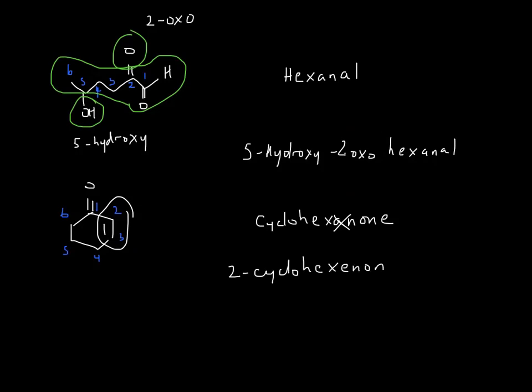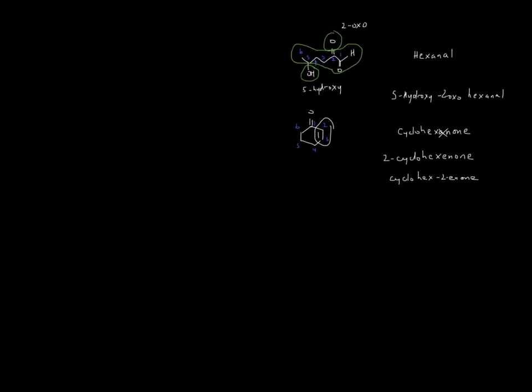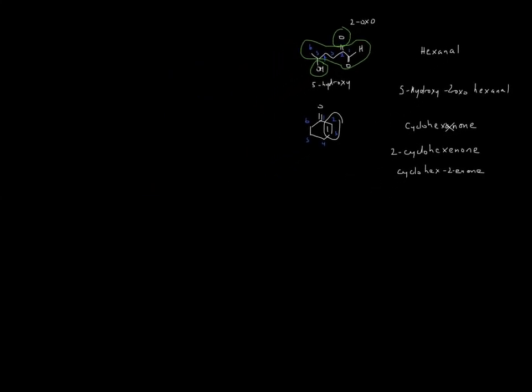2-cyclohexenone, or you could say cyclohex-2-en-one. And in neither case do you have to worry about putting the 1 with the ketone, because the 1 is generically going to be the definition of our highest priority functional group's location.